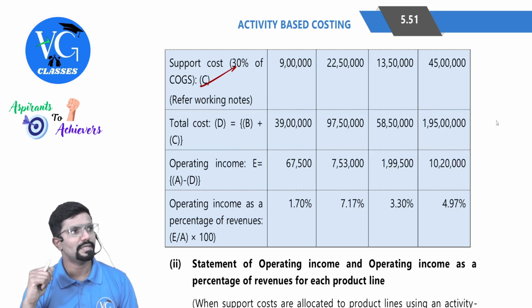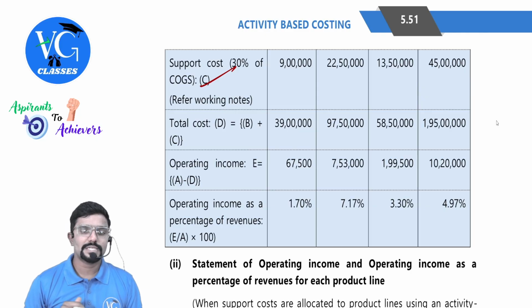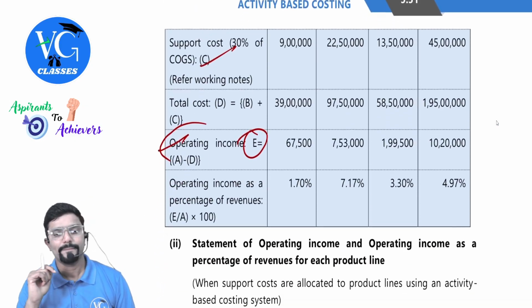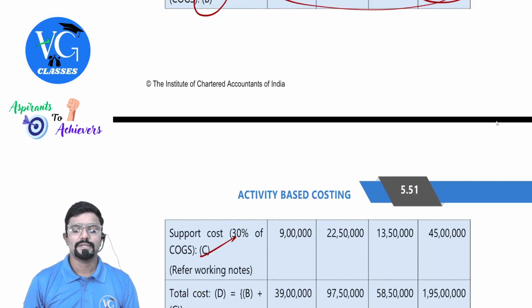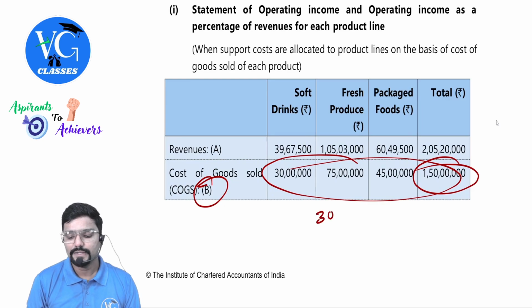Is that clear? Okay, refer to the working note for it. Total cost we get, then sales minus total cost, we will get operating income. Calculate it as a percentage also. Operating income is E divided by A, that is revenues, into 100. That will give you operating income as a percentage. Now guys, COGS, assume they take this ratio 30 is to 75 is to 45.